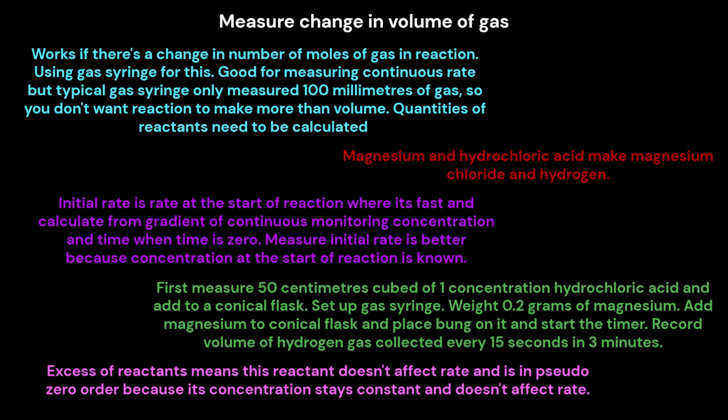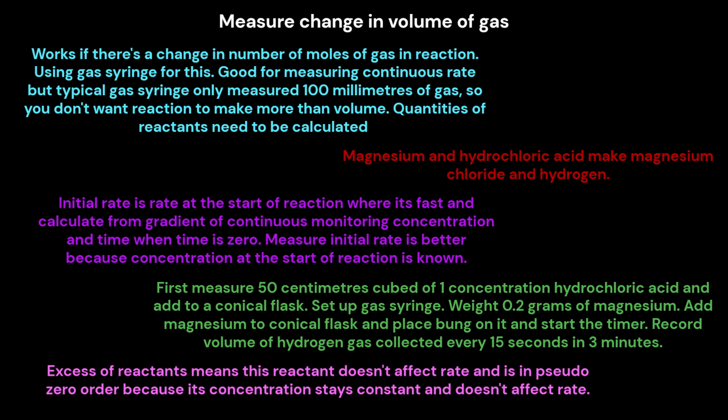First, measure 50 centimeters cubed of 1 molar hydrochloric acid and add it to a conical flask. Set up the gas syringe. Weigh 0.2 grams of magnesium. Add the magnesium to the conical flask, place the bung on it and start the timer. Record the volume of hydrogen gas collected every 15 seconds for 3 minutes.